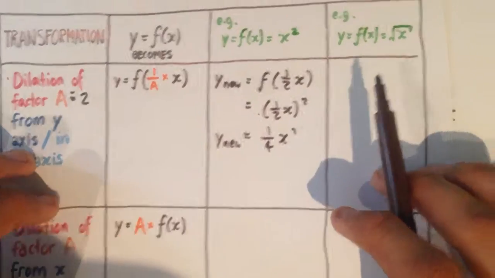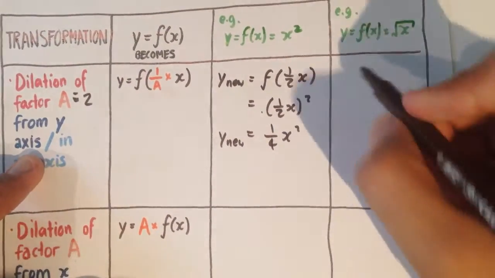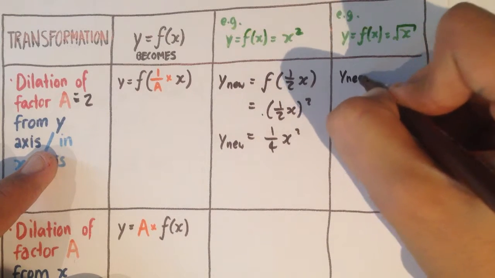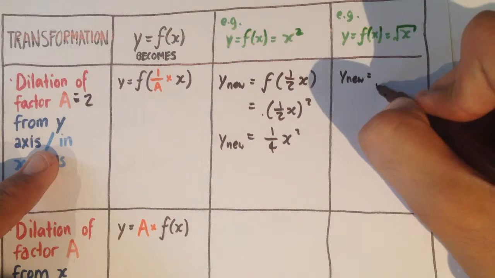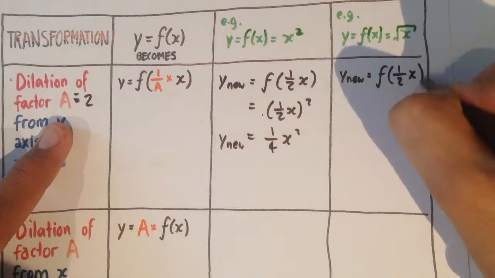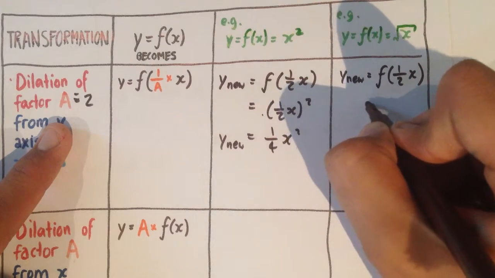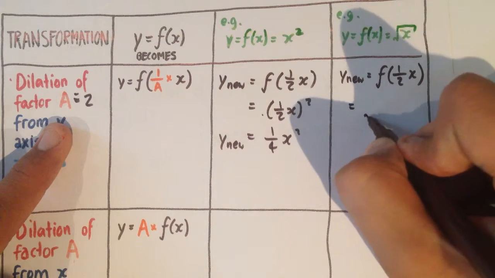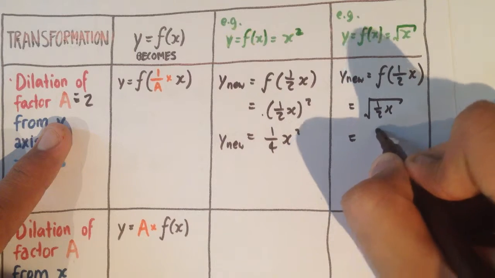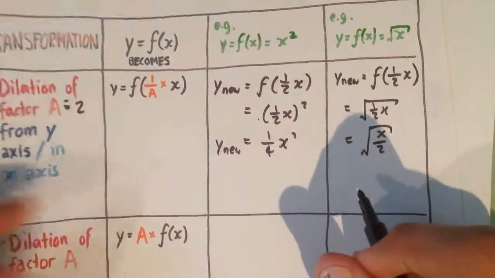What happens if we dilate this graph by a factor of 2 from the y-axis? Again, from the y-axis, that means the equation for the new graph will be f of 1 on 2, x. So wherever there's an x, we replace it by a half x. So our new equation becomes square root of a half x. Or maybe you'd like to express it as square root of x over 2. Same thing. Okay?